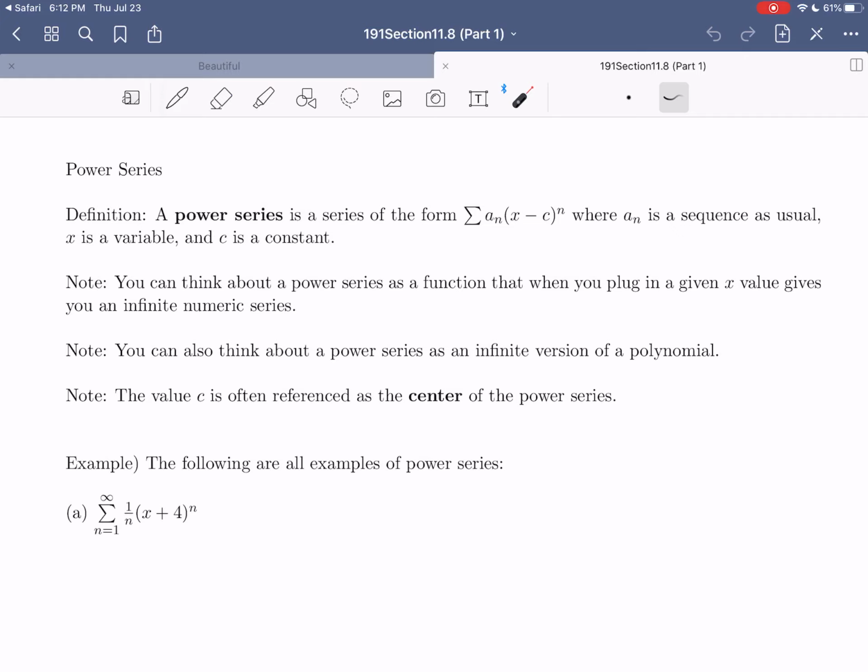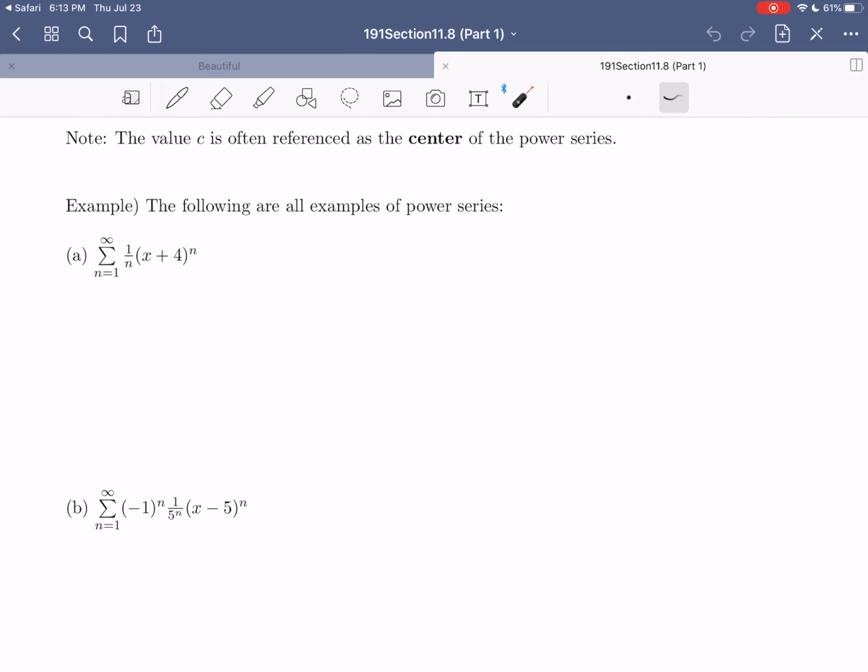We've encountered in our algebra careers many types of polynomials: quadratics, trinomials, linear functions, whatever. Now we're talking about the infinite extension of a polynomial. Last quick note before we look at some examples is that the value c in here, that x minus c, is often referenced as the center of the power series. And we're going to see that it does play an important role, and it really does deserve that name of center. So let's look at a couple examples of power series.